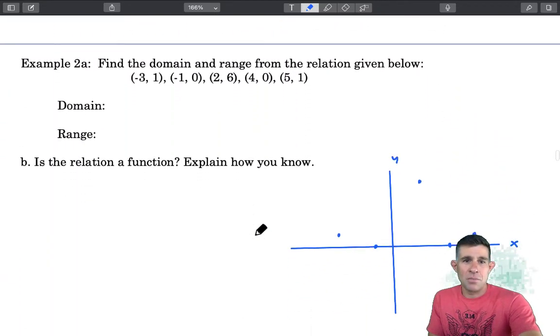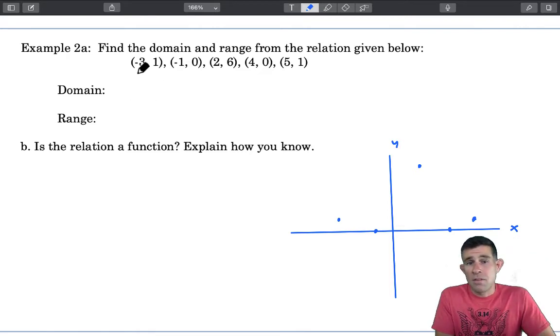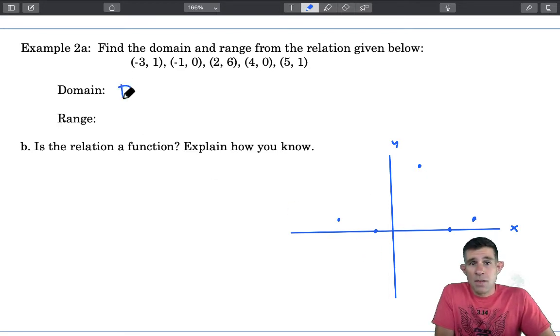All right, in example 2, we're given a relation here, and we're asked to find the domain and the range for this relation. Well, remember, the domain is simply our x values. Now, this is not a continuous graph. This is what's going to be known as a discrete graph. It's just these plotted points, and you can see I graphed it down here. Now, you don't have to do that, but I wanted you to get the visualization because we are talking about graphs of functions.